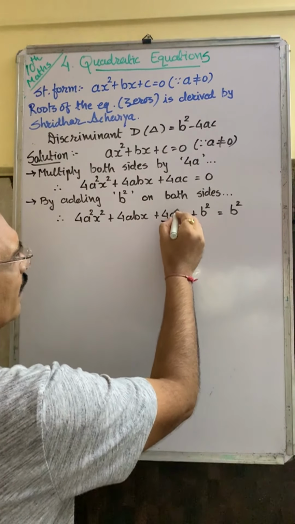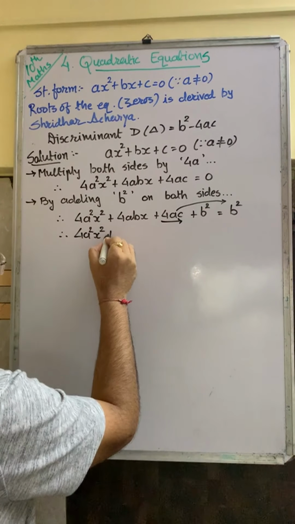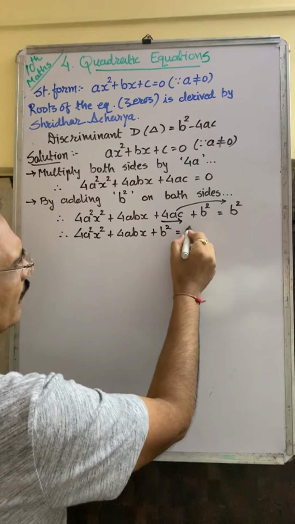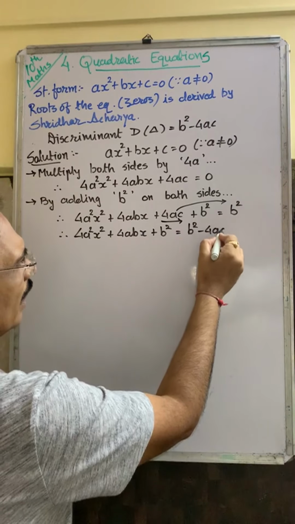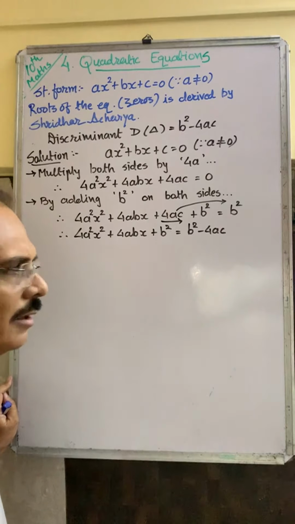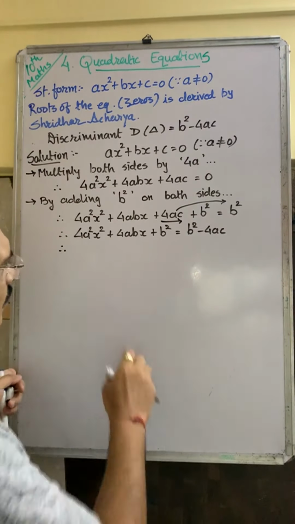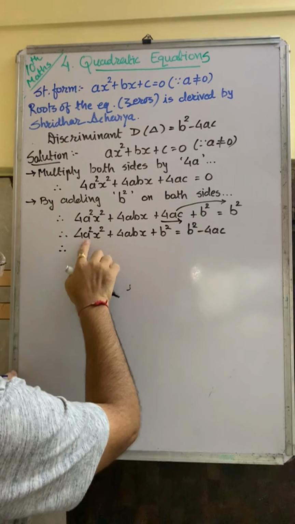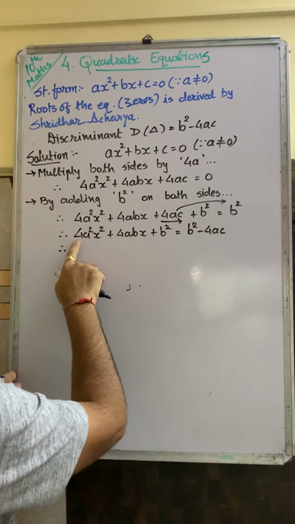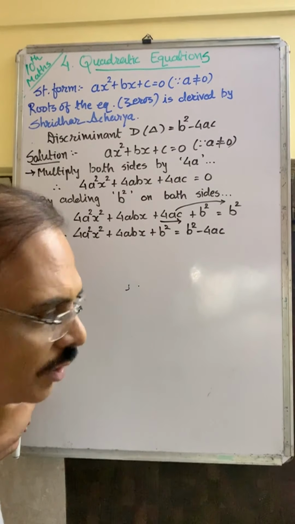Now take this 4ac to this side. This will be 4a square x square plus 4abx plus b square. Take plus 4ac to the other side: b square minus 4ac. Now we can apply b square minus 4ac, which means discriminant. And see the left side. The left side is a perfect square. The square root of a square is a, of x square is x, of b square is b, and of 4 is 2, and the 2 always goes extra in the middle term. So 2 twos are 4.